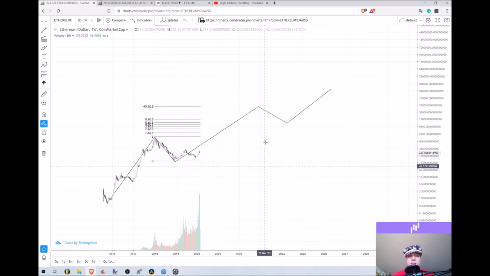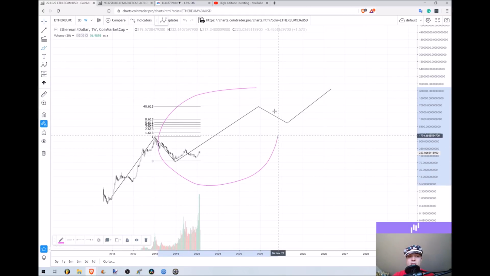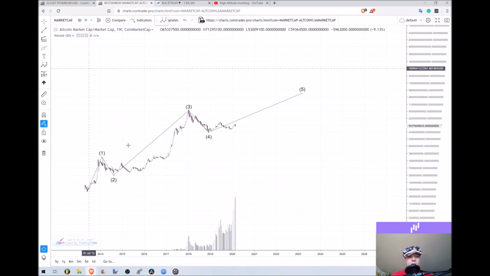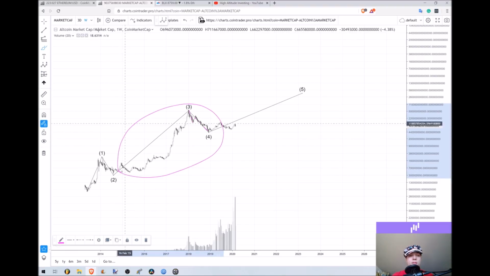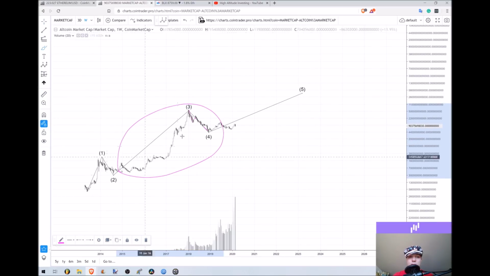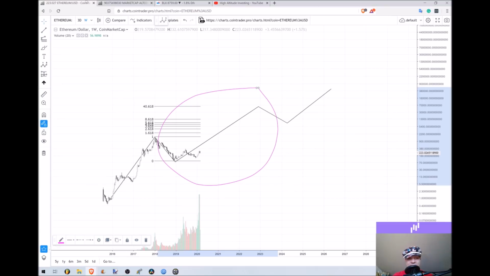That means that Ethereum, you guys, hasn't even done its 3 wave. See that? So altcoins are even in front of Ethereum. They're even ahead of Ethereum. So can Ethereum move independently of the altcoin chart? And can it do a 3 wave, a 4 wave, and a 5 wave, even though altcoins have already done a 3 and a 4? Yes. So that means that Ethereum is even further behind.